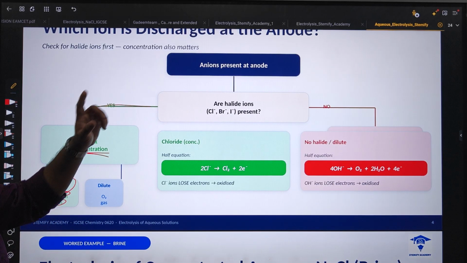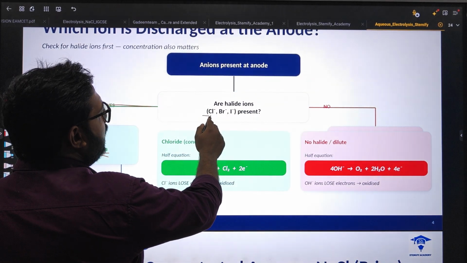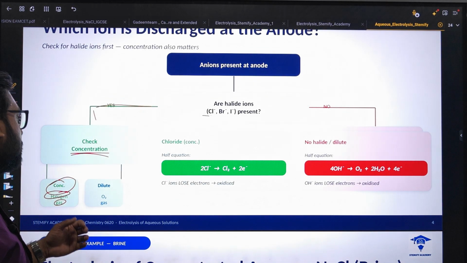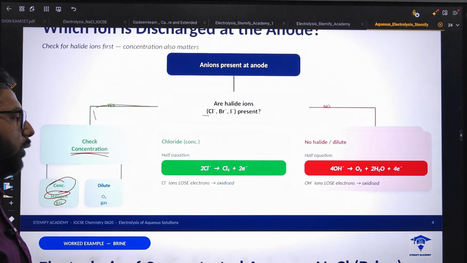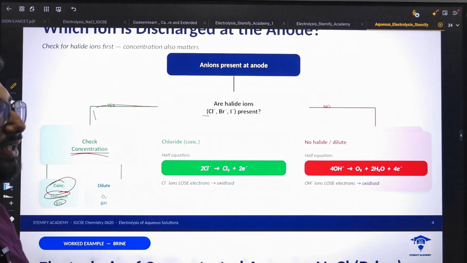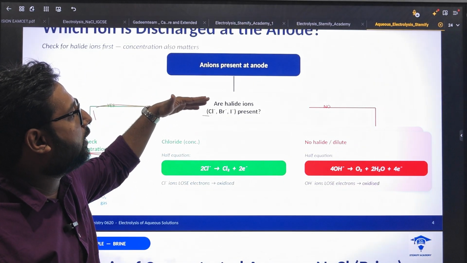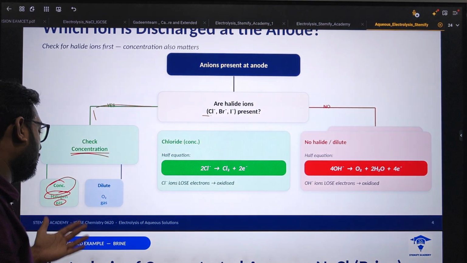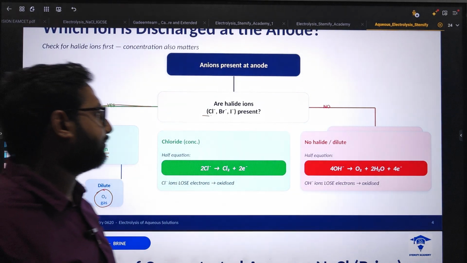If the solution is concentrated, then halogen gas is deposited at the anode. Which halogen gas? It can be Cl2 gas, Br2 gas, or iodine gas. So if the solution is concentrated, halogen gas is deposited at the anode. And if the solution is dilute, right? So if you have chlorine, bromine, or iodine ions present in the aqueous solution, and if the solution is dilute, in that case, at the anode, O2 gas is evolved.